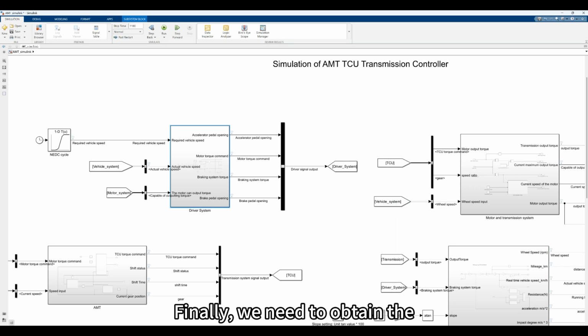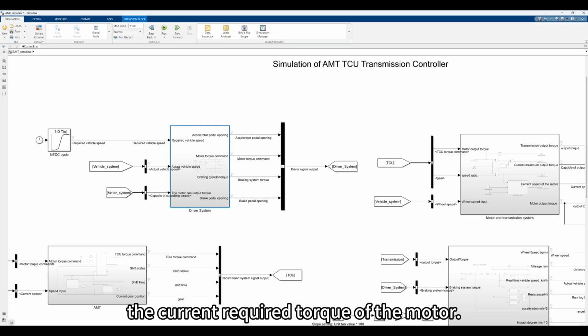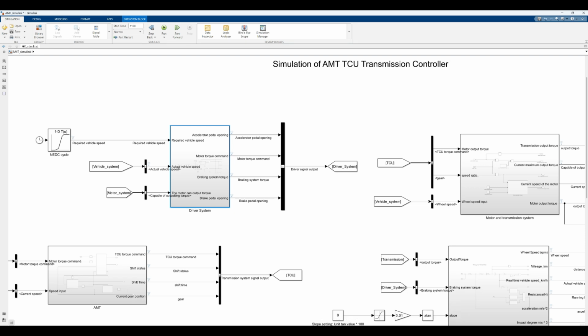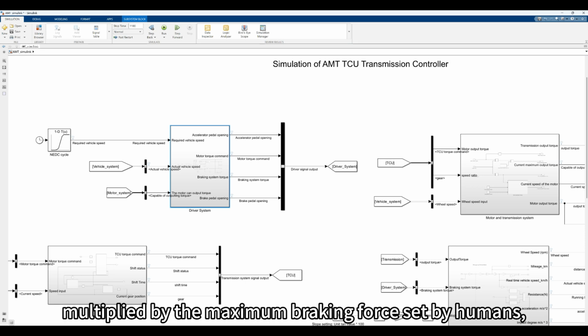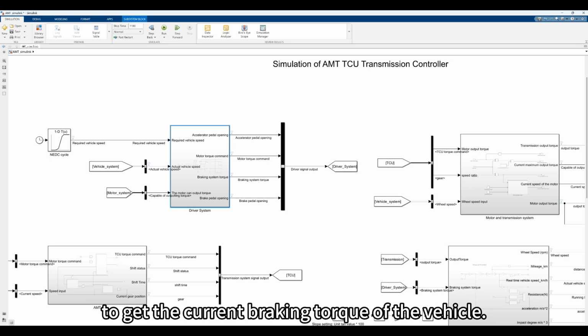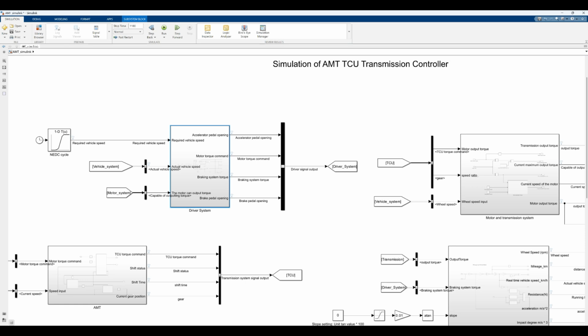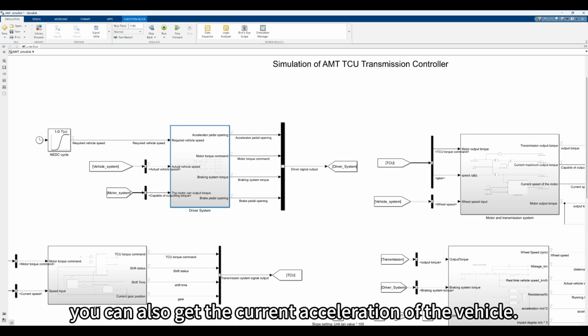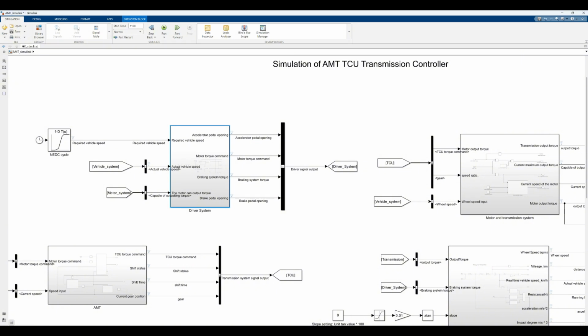Finally, we need to obtain the current required torque of the motor. If it's less than 0, it is a brake pedal travel. The final result is multiplied by the maximum braking force set by humans to get the current braking torque of the vehicle. In the same way, you can also get the current acceleration of the vehicle. The stroke is the required torque.